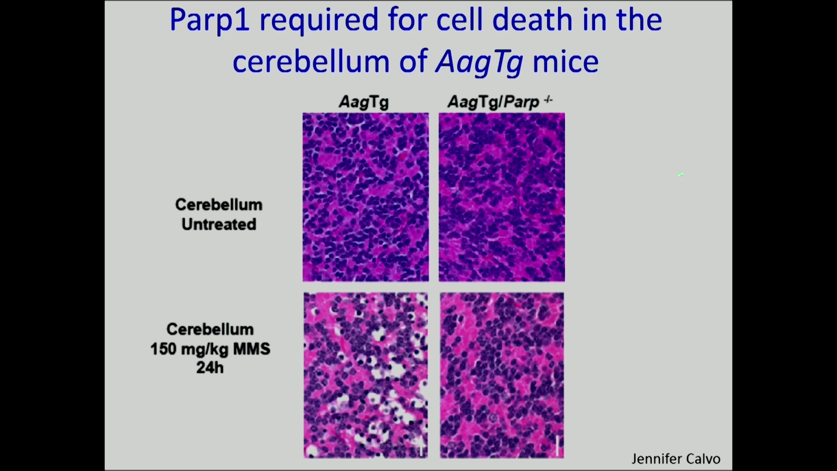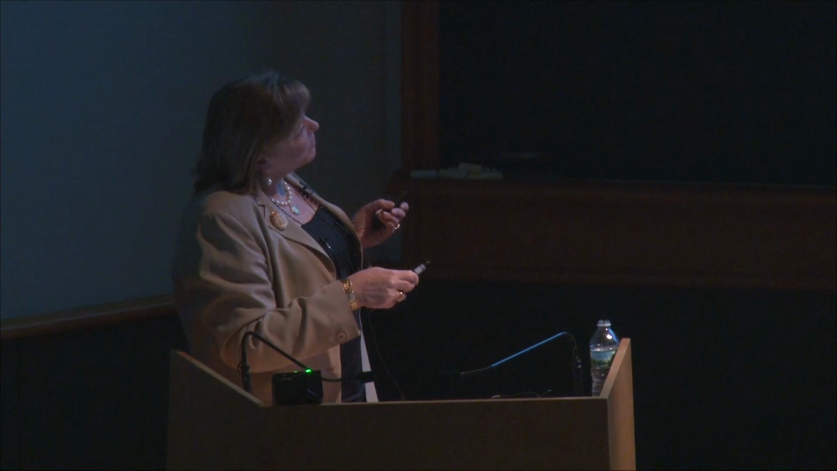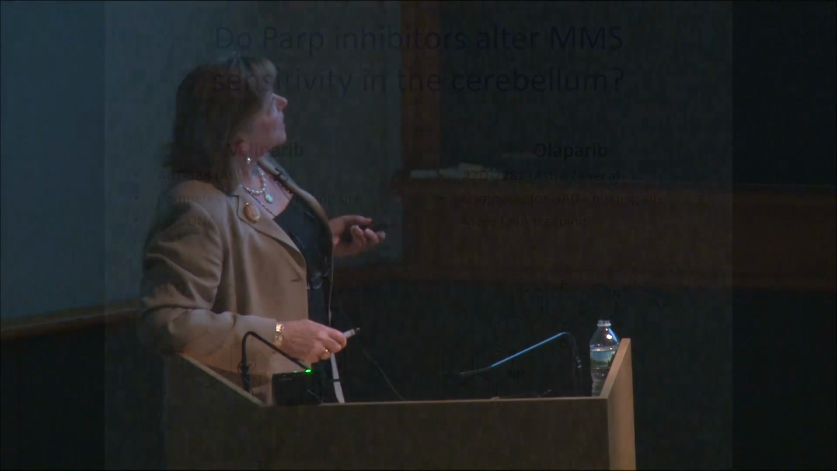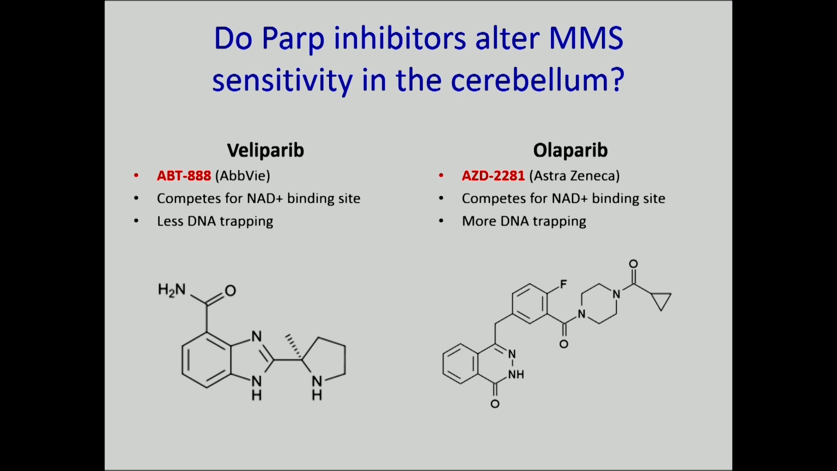Here we have untreated cerebella. In the presence of the Aag glycosylase, we have the driving cells into cell death. If you take away in those animals the poly-ADP ribose polymerase, they look as if they haven't been treated at all. And so the PARP is required downstream of the initiation of base excision repair by the Aag glycosylase.